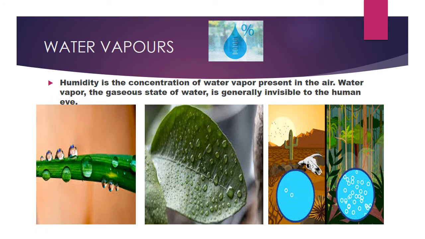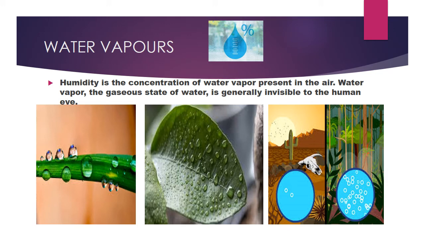In the mixture of air, a variable amount of water vapors is present. These water vapors are in gaseous state, so generally they are invisible to the human eye. The concentration of water vapors present in the air constitutes its humidity. Water vapors are visible only when they condense over some surface. Like on leaf surfaces, dewdrops are actually the atmospheric water that condensed there.